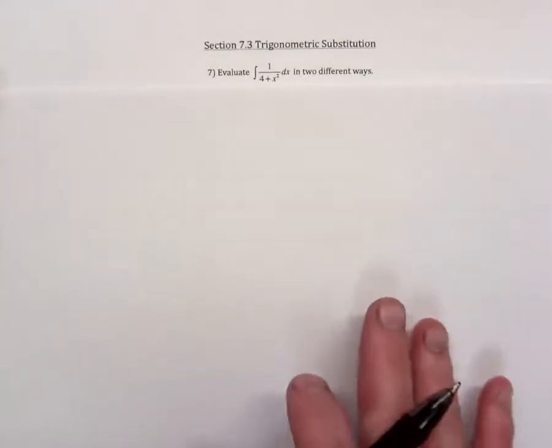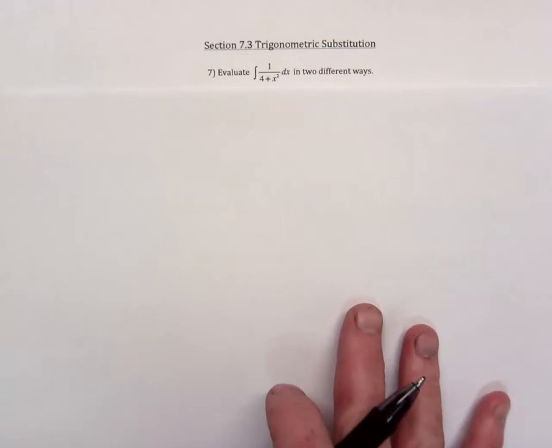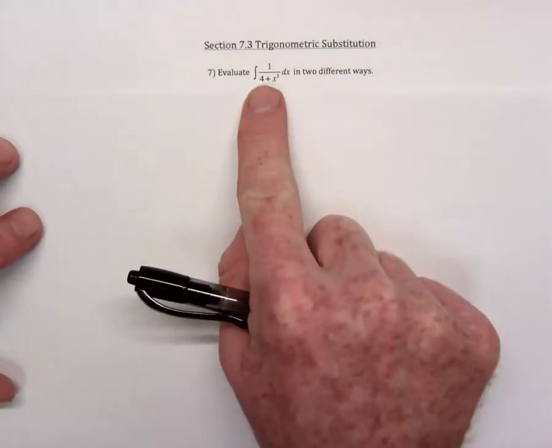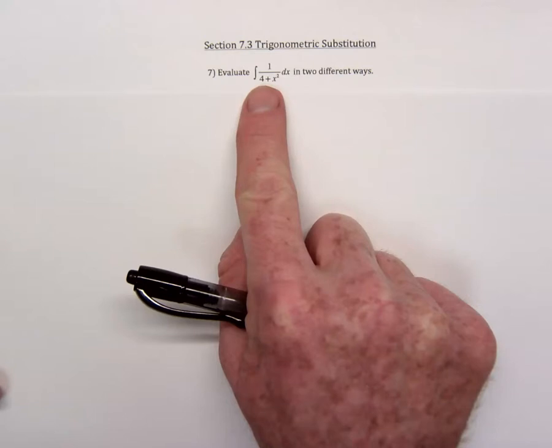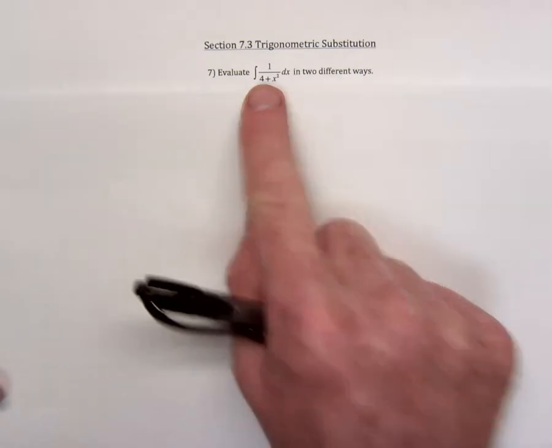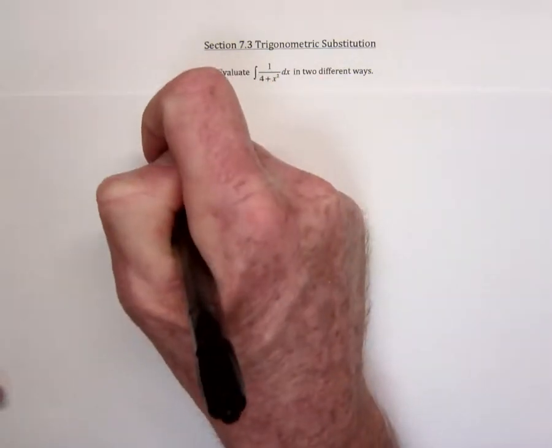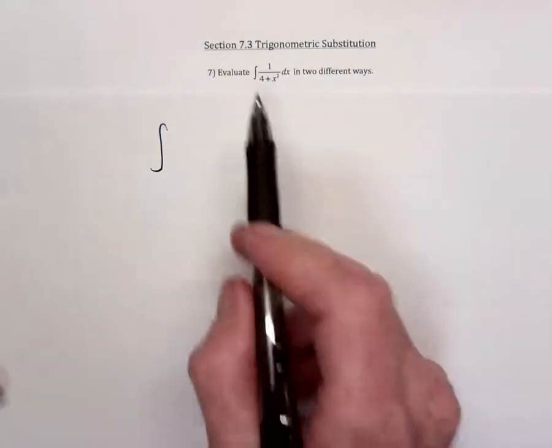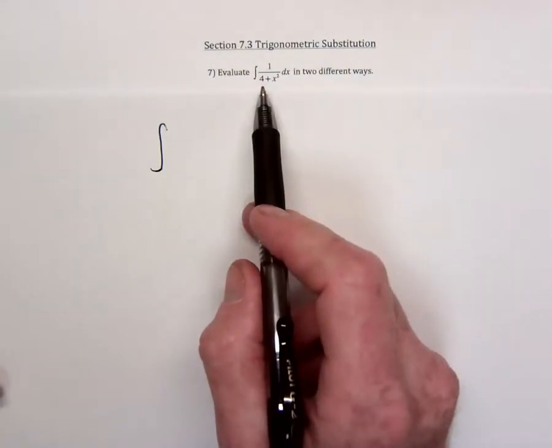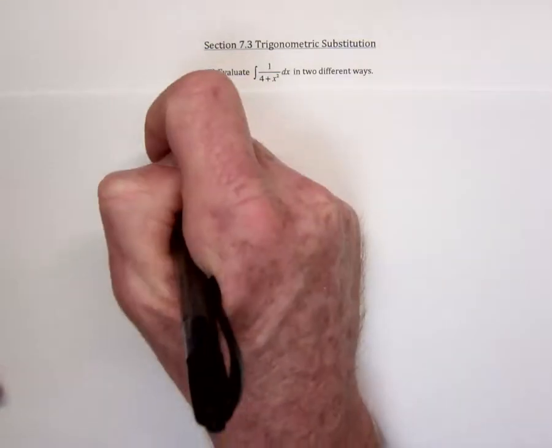So integrate 1 over 4 plus x squared, but do it in two different ways for double the fun. One thing to do is look at that and say, oh, if only that 4 were a 1, because the integral of 1 over 1 plus x squared is tangent inverse. Well, that's the first way we're going to do it. So we need to somehow change this 4 to a 1, and we'll do it by factoring out a 4.